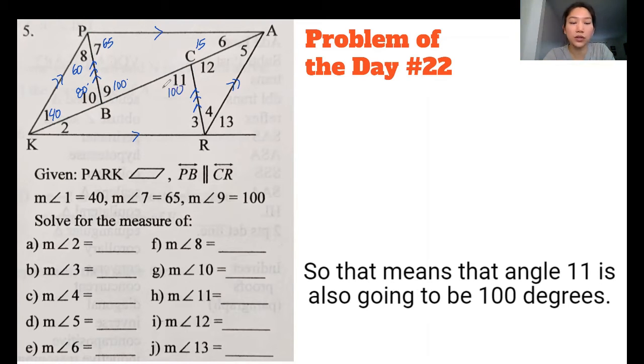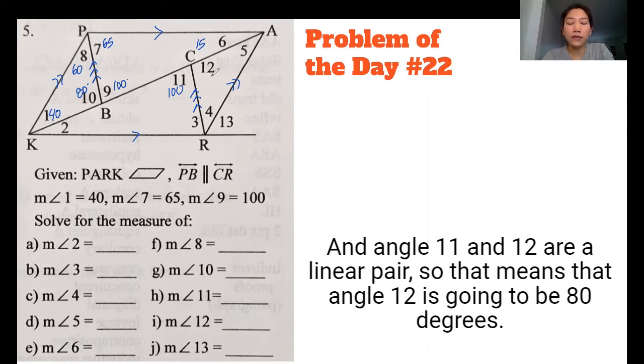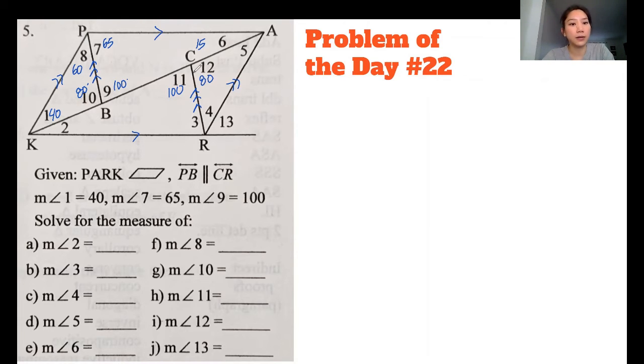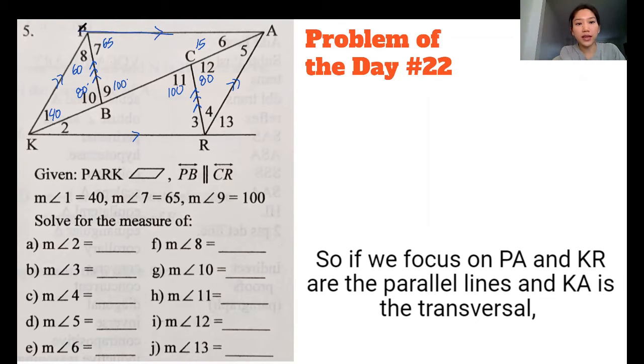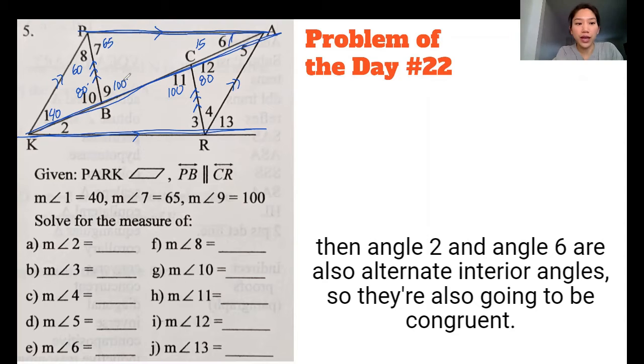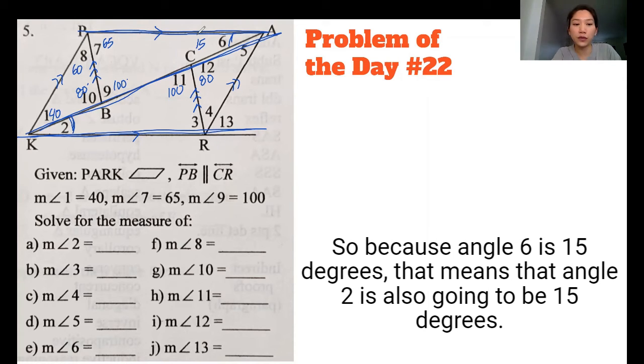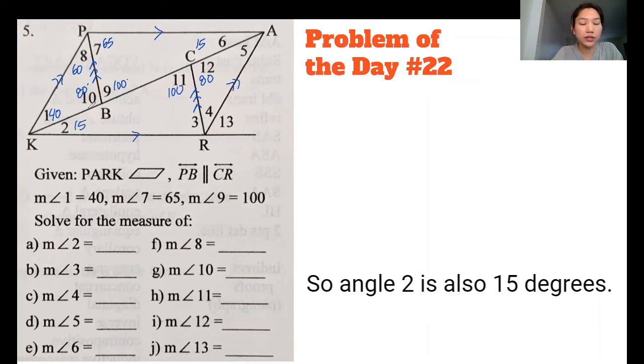So angle 11 is also going to be 100 degrees. And angle 11 and 12 are a linear pair, so angle 12 is going to be 80 degrees. What else? Let's see. If we focus on PA and KR as the parallel lines and KA as the transversal, then angle 2 and angle 6 are also alternate interior angles, so they're also going to be congruent. Because angle 6 is 15 degrees, angle 2 is also going to be 15 degrees.